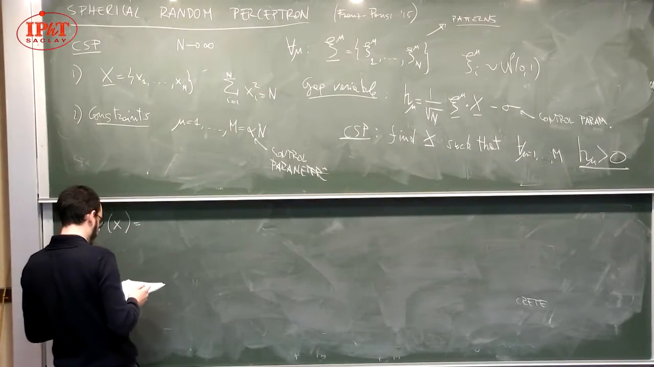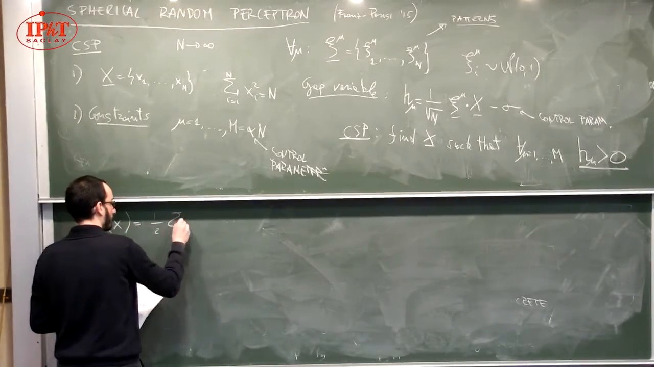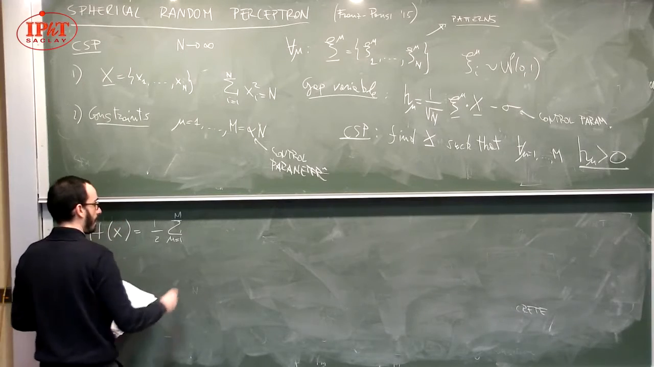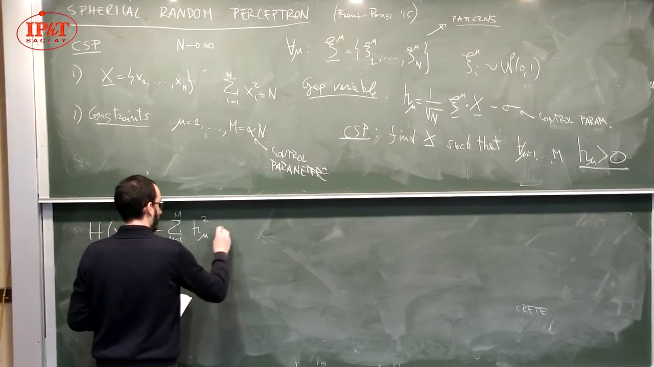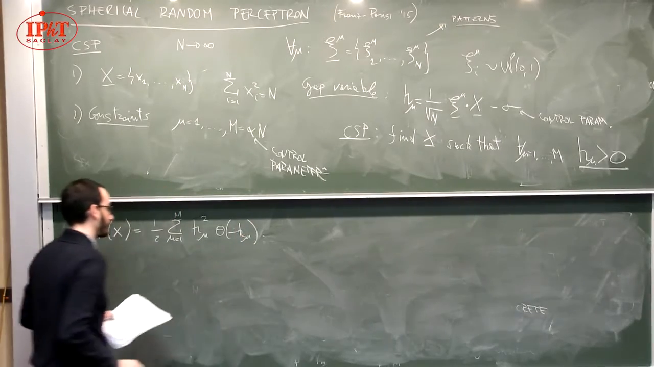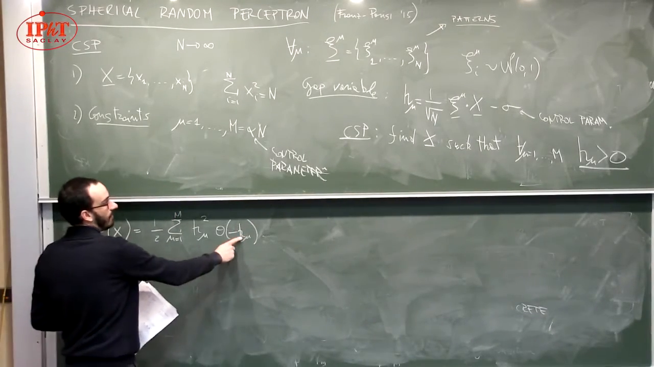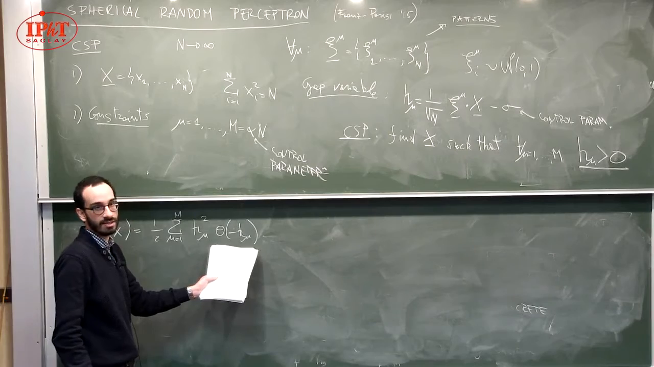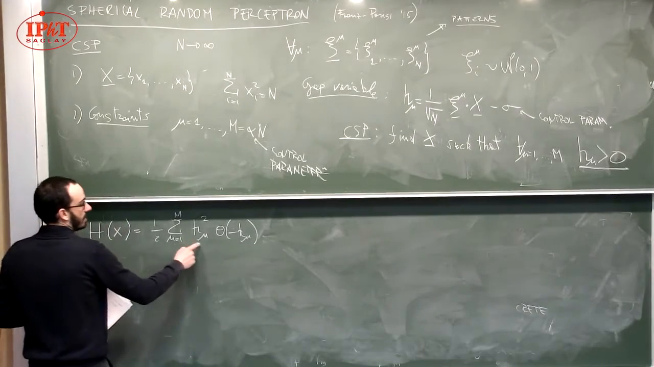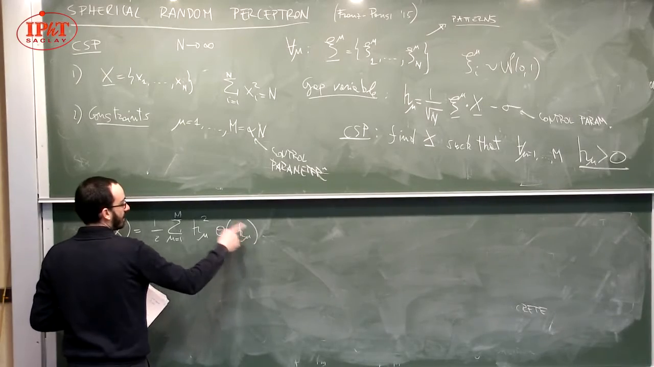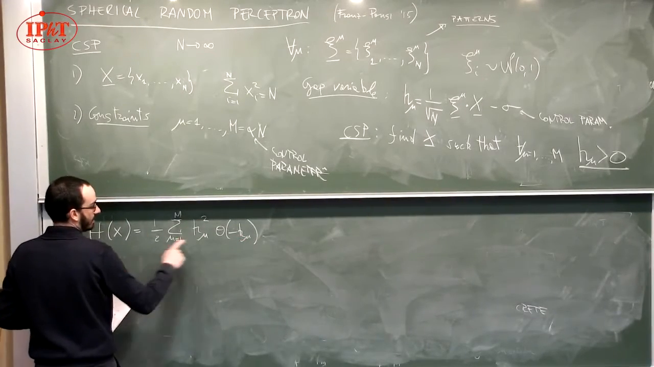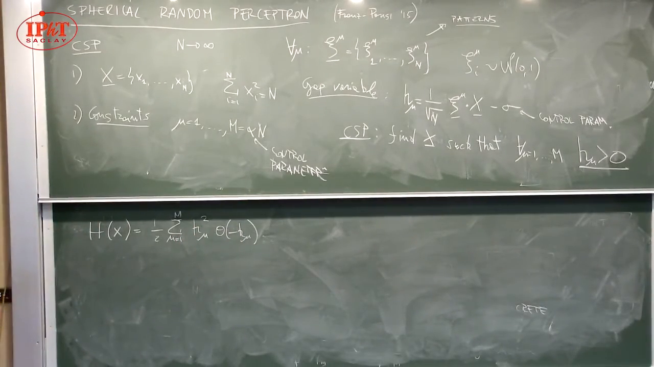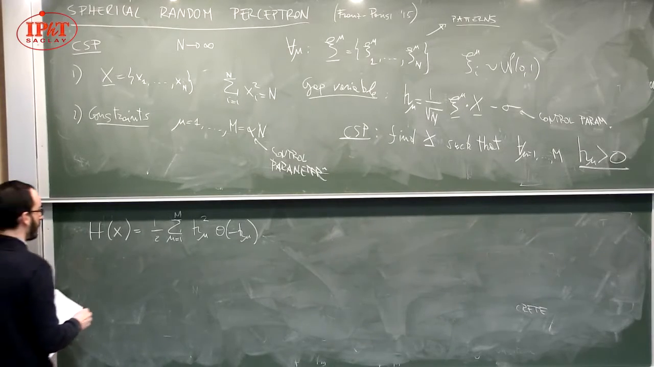So I define the energy cost function in this way. For each unsatisfied constraint, so if h mu is negative, then this theta, this is the Heaviside theta, this theta is positive. So if the constraint is unsatisfied, then I pay an energy, I pay a cost, and the cost is proportional to the square of the gap. Okay, so this is the energy cost function.